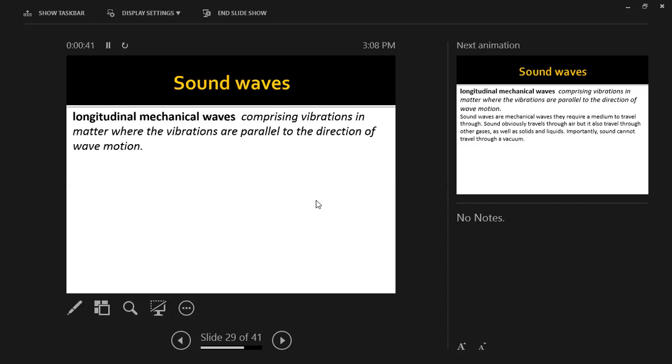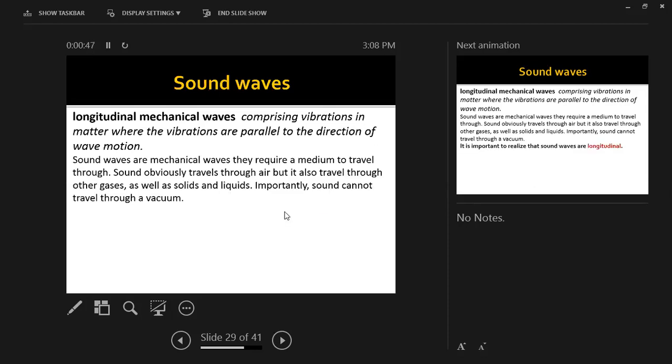Sound waves are mechanical waves. Okay, what does this mean? That means they require a material or medium to travel through. They cannot travel through the vacuum. They travel through air, but again, it needs gas molecules.